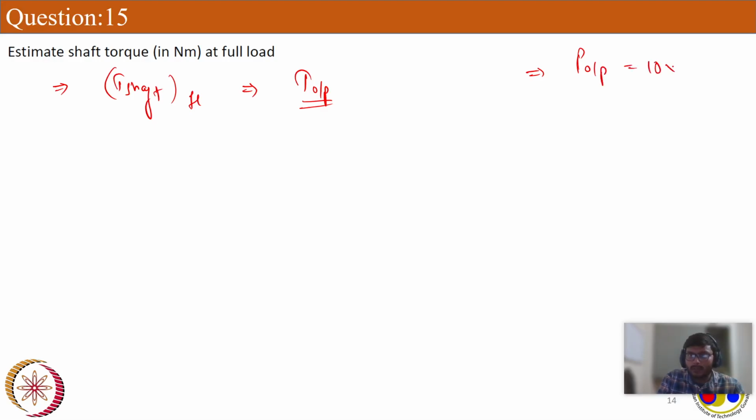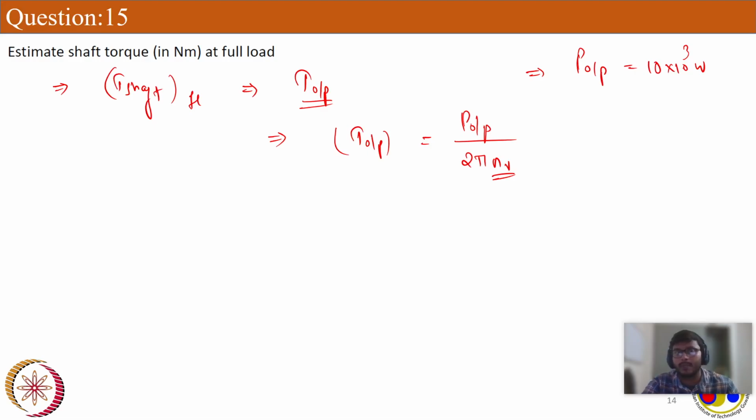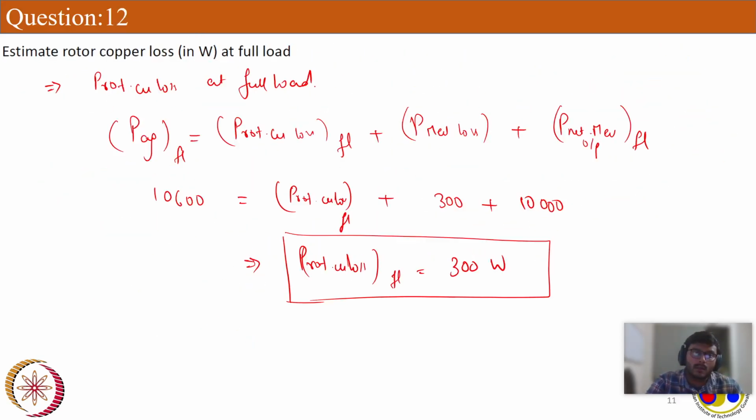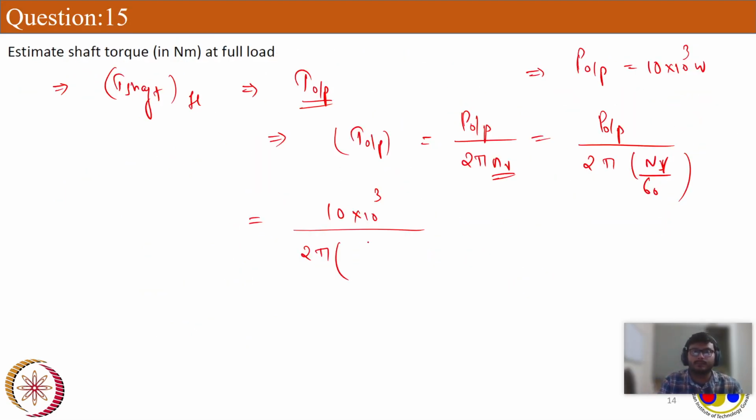P output is a 10 kilowatt motor. Now, torque is nothing but power of the machine divided by the speed of the machine, the full load speed. Torque output is equal to power output divided by 2 pi nr. nr is the speed of the machine at the full load. We calculated nr at full load slip, 971 something RPM. But here it is not in RPM. We can write it as P output divided by 2 pi nr by 60, where nr is in RPM. I write it like this because we calculated the nr value. Output is a 10 kilowatt motor. 2 pi into nr is how much? 971.698.